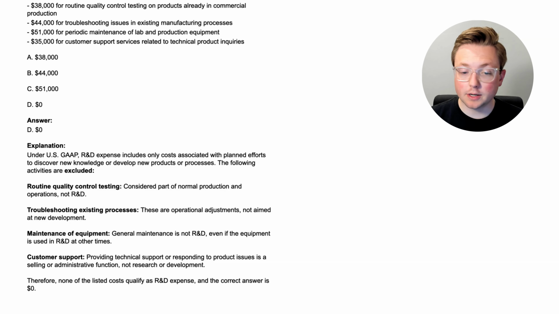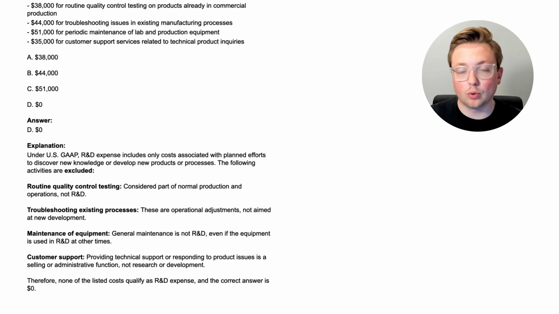Under US GAAP, R&D expense includes only costs associated with planned efforts to discover new knowledge or develop new products or processes. The following activities are excluded. Routine quality control testing, that is considered part of normal production and operations, not R&D. Troubleshooting existing processes, these are operational adjustments not aimed at new development. Maintenance of equipment, general maintenance is not R&D, even if the equipment is used in R&D at other times. And then finally, customer support, providing technical support or responding to product issues, is a selling or administrative function, not research or development.